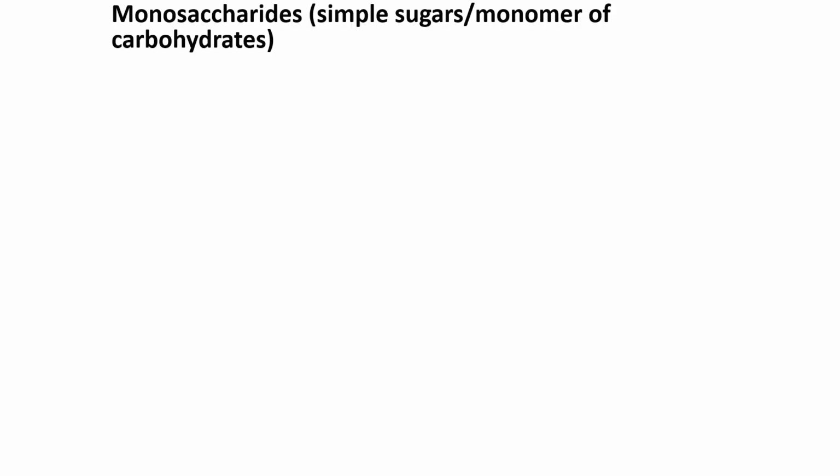Now monosaccharides, they are simple sugars. Or you can simply say, monosaccharides are the monomer of carbohydrates. So monosaccharides are the basic unit of carbohydrates. These monosaccharides can be widely found in your kitchen or in your house. The sugar that you add to your cooking or to your drinks, those are monosaccharides. So a single sugar molecule that cannot be hydrolyzed to simpler compounds.